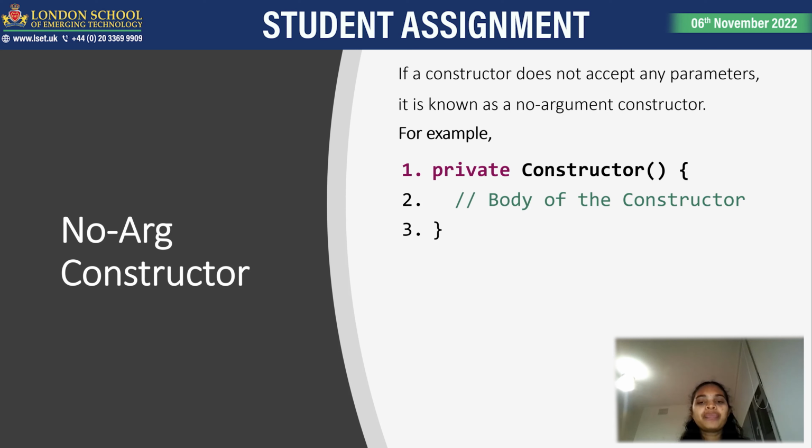For example, here private is an access modifier and the constructor name follows. Inside this parenthesis, it doesn't have any arguments or parameters. These types of constructors are called no argument constructors.